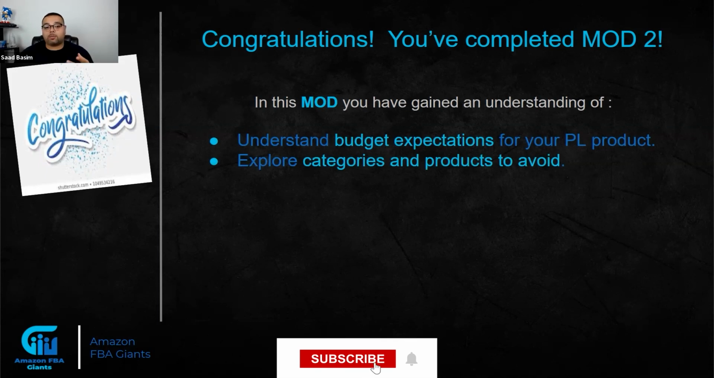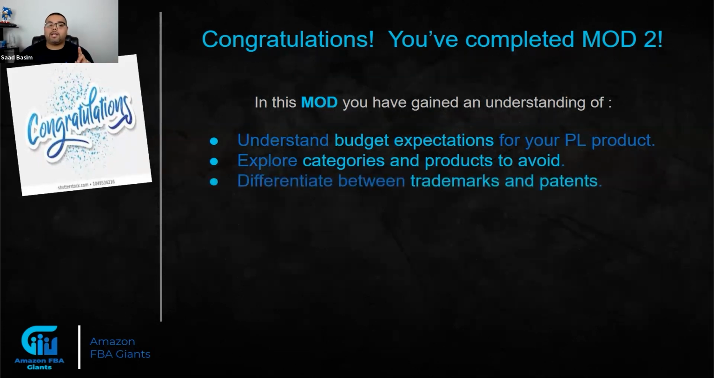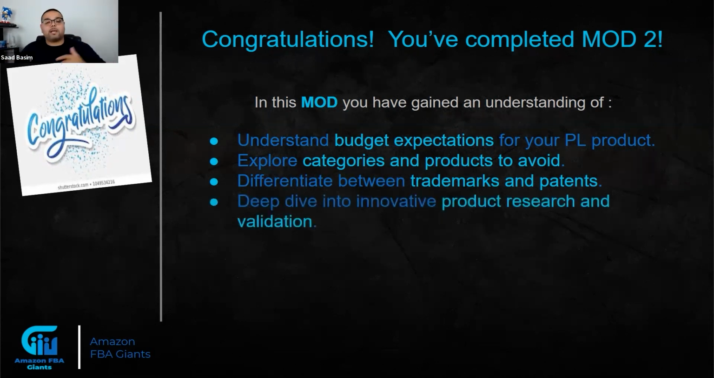Secondly, we talked about exploring categories and products to avoid. So what kind of categories and products we don't need to look into, or as a beginner, you don't need to look into. The other thing, how we differentiate between trademark and patent. So we talked about the differences between the trademark and patent. What's a trademark? What's a patent? What's a utility patent? What's a design patent? At the same time, we deep dived into the innovative product research and validation process.